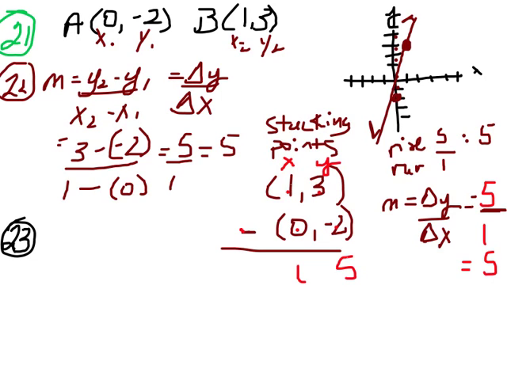If you have a graph, it's easy to count it. If you don't have a graph, you might want to use one of these other methods. Number 23 says use the coordinates of point B, which is (1, 3), to write an equation of the line in point-slope form.